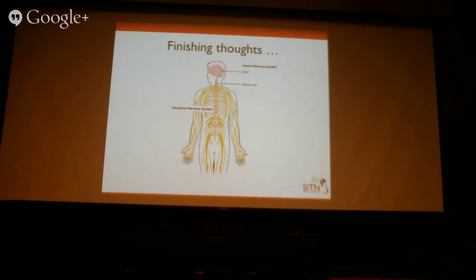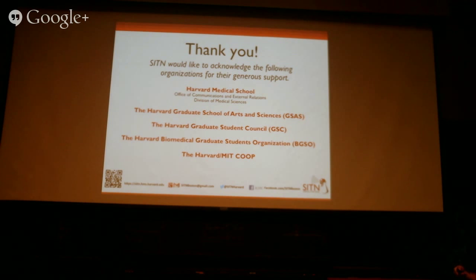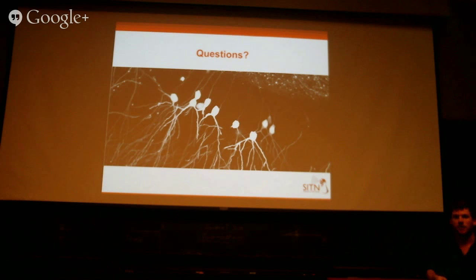So the future of neuroscience is really trying to understand how the brain takes in information and creates representations, and how it takes that and makes decisions and sends that back out to the periphery to make behavior. And with that, I'll finish and thank the organization and take any questions you guys might have. Thank you.